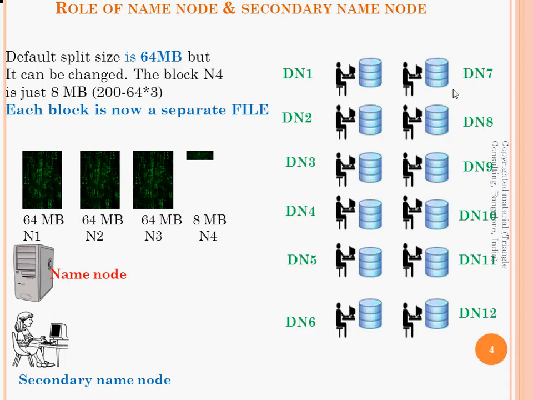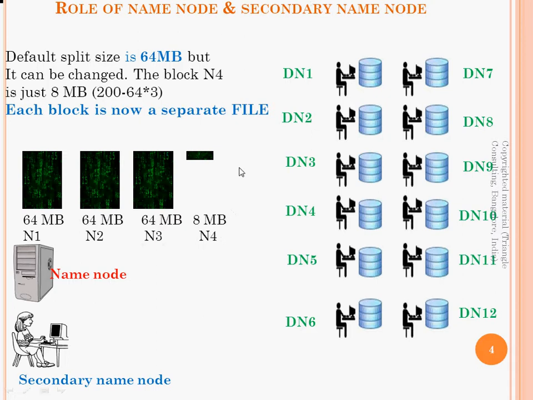Alright, so you have the input file of size 200 MB, which is being divided into 4 input splits, and each of these blocks would now be treated as a separate file. It's an individual and independent file. The names of these individual files would be N1, N2, N3, N4. The last file is just occupying 8 MB.